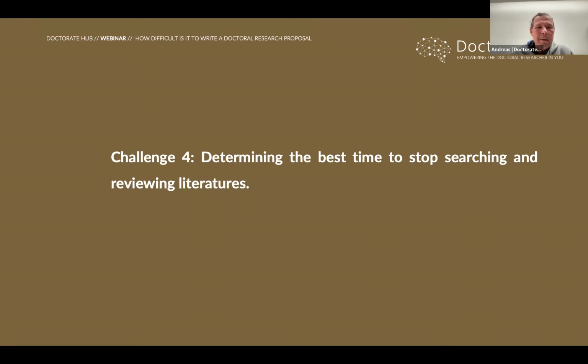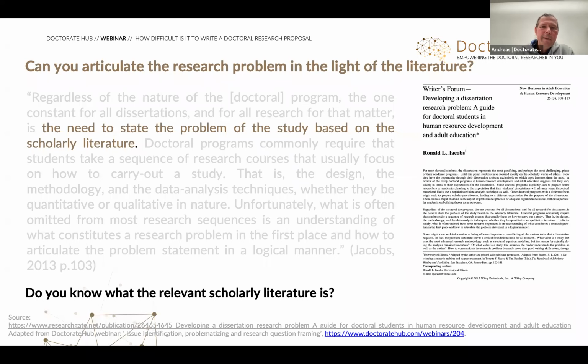I will soon hand in my thesis, so I cannot do another review, but at that point in time, once I collected the data, that was the core and key literature out there, and I did consider it. And going back to that article, I think an excellent way for you to understand whether or not you can stop searching for literature is once you can articulate the research problem in the light of the literature.